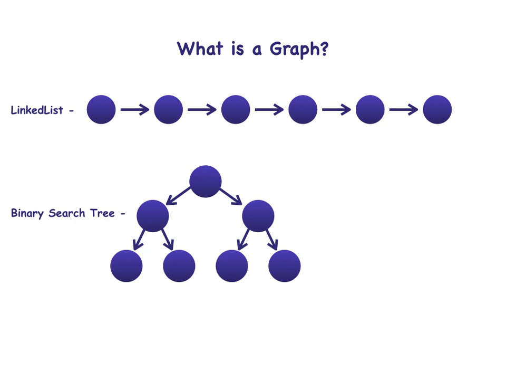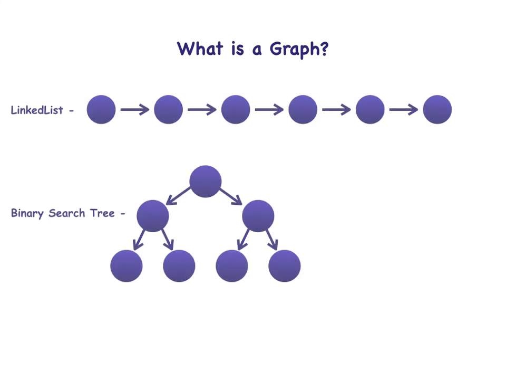A linked list has a linear shape, and the binary search tree has a tree like shape. And the reason they have that shape is because that optimizes them for the kind of problems they're meant to solve. A graph, however, does not have a specific shape. The shape of a graph depends on the situation it's representing.